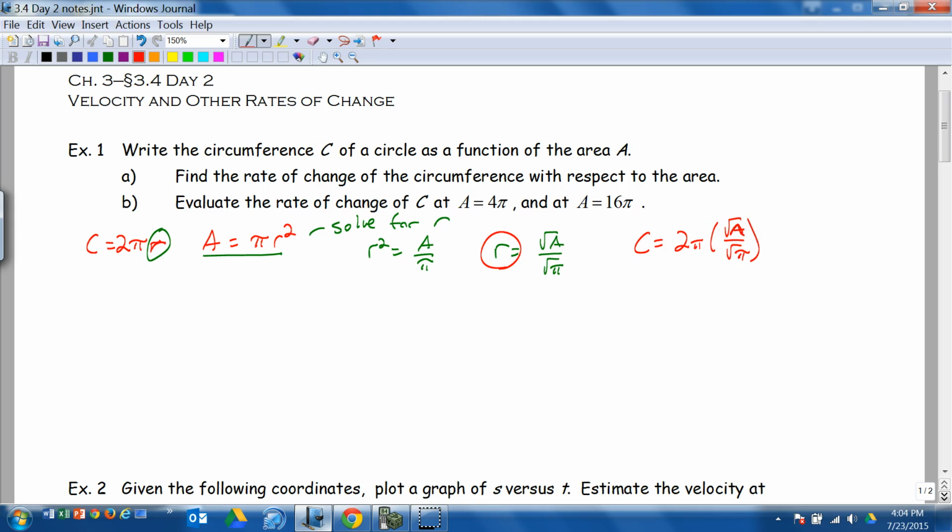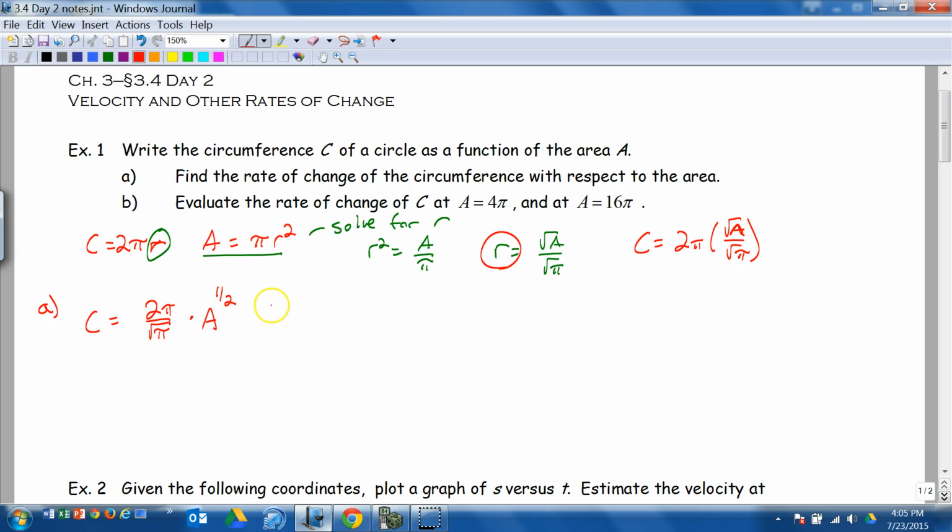Now, what they want you to do is first find the rate of change. So part A is find the rate of change, which again, that word should mean derivative to you guys. So we're going to take the derivative of C with respect to A. First, I'm going to rewrite it so it's easier to take the derivative. I'm going to put all the constants over here. So those are all constants. And then I'm going to rewrite A as A to the 1/2 power, so I can use the power rule.